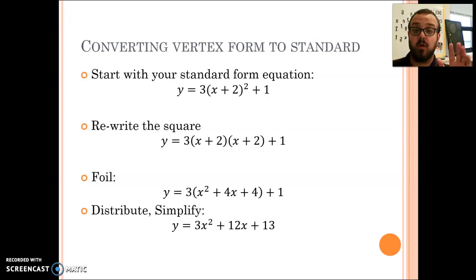First one, we're going to start with the easy one. This is if you have vertex form and you want to make it look like standard form. And some of you may have already done this and kind of already know what to do, but basically you just hit the FOIL. If you know how to FOIL, you can do this. So I gave an example here.